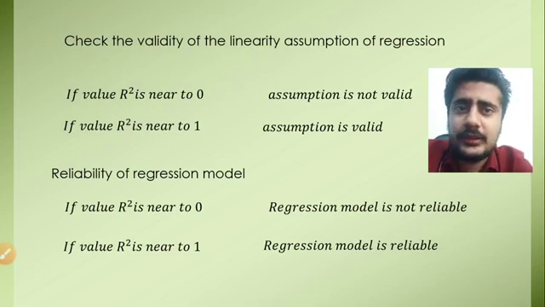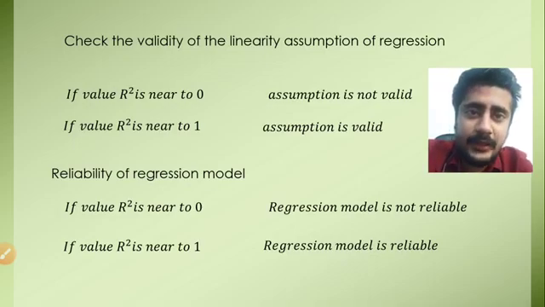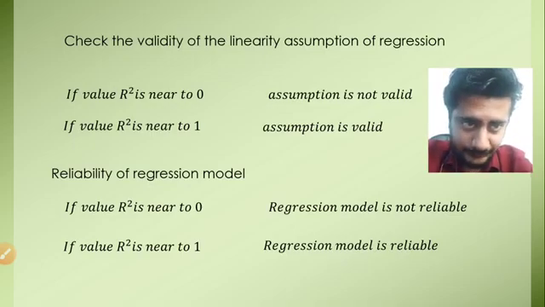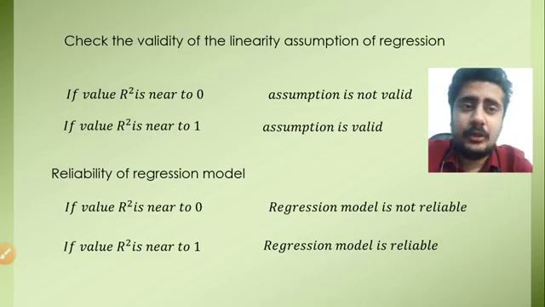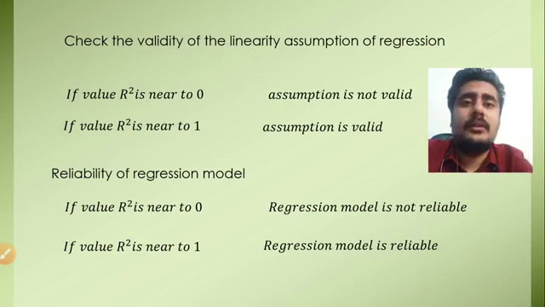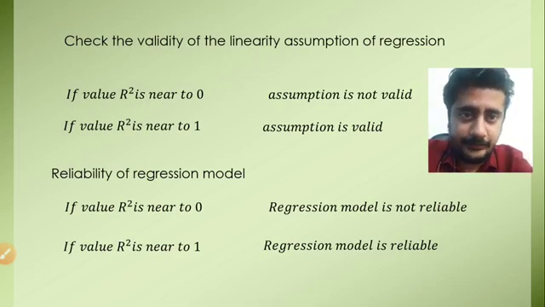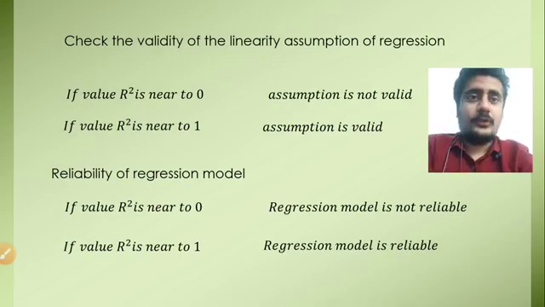If the value of r square is near to 1, say for example 0.79, then you have to write that the regression model is reliable. So got it? Am I clear?